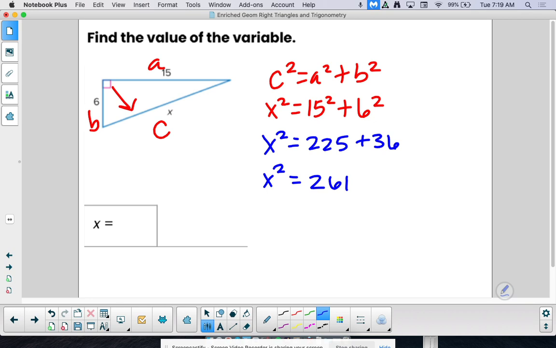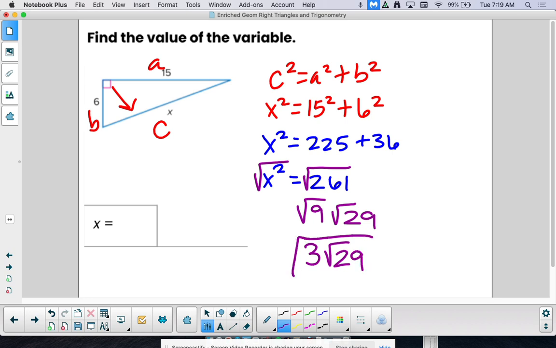Square root of 261 is not a whole number, it's not a perfect square, so we can do your favorite thing of breaking down our radical. So we've got to figure out what perfect square goes into 261. This one's kind of mean. You have to make your way all the way down to 9. 9 goes in there 29 times. Square root of 9 is 3, so I get 3 radical 29. Okay, perfect.